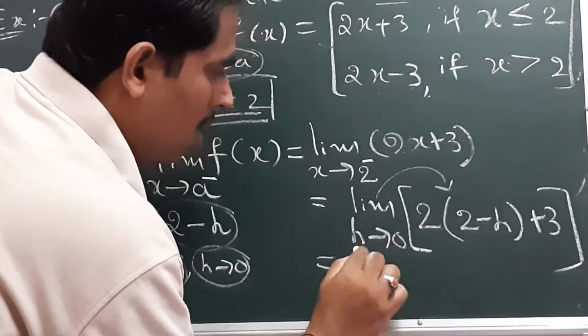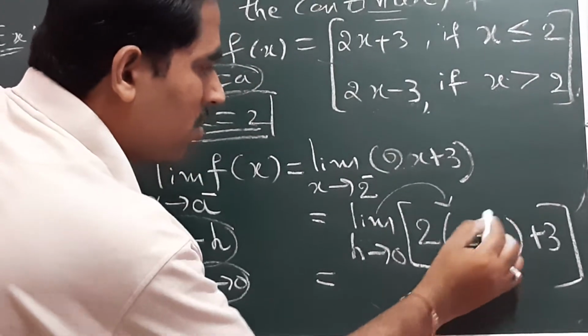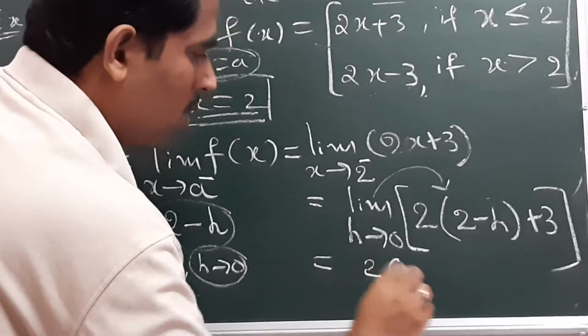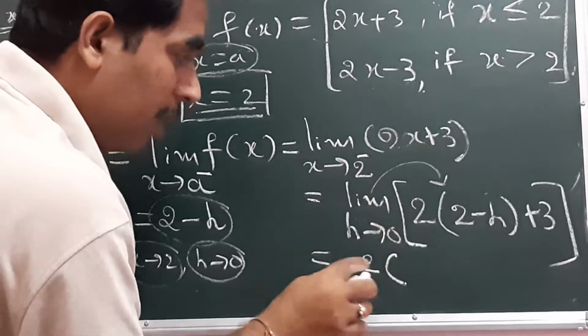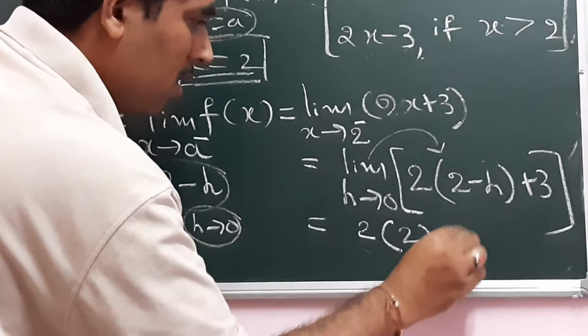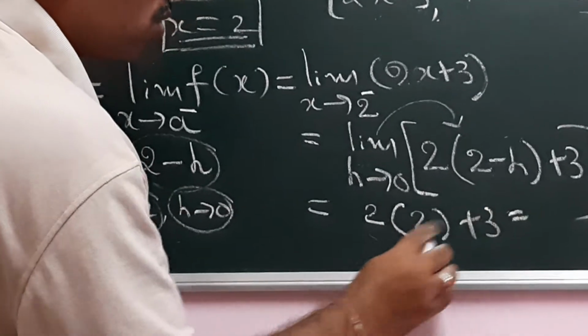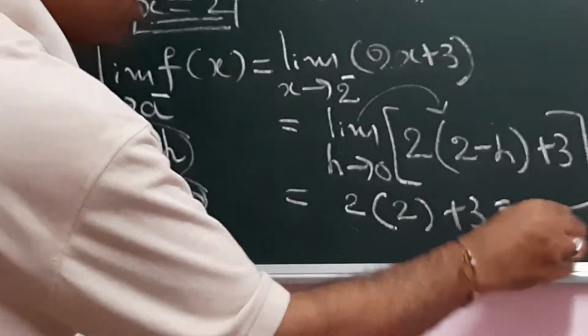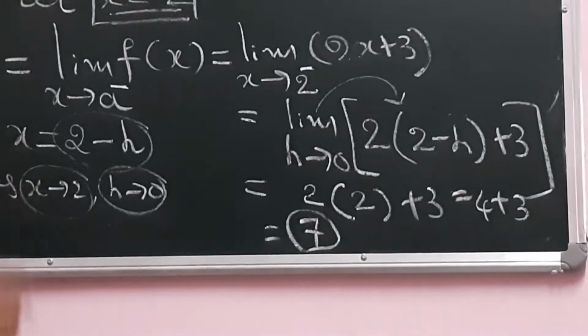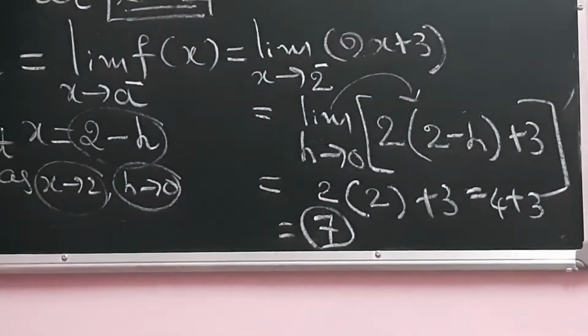So what I will get here: 2 minus 0 is 2, so 2 times 2 is 4, plus 3. So don't write limit after applying the limit. 2 minus 0 is 2 only, plus 3. So 2 times 2 is 4, and 4 plus 3 will be 7. So the left hand limit is 7. Observe carefully.